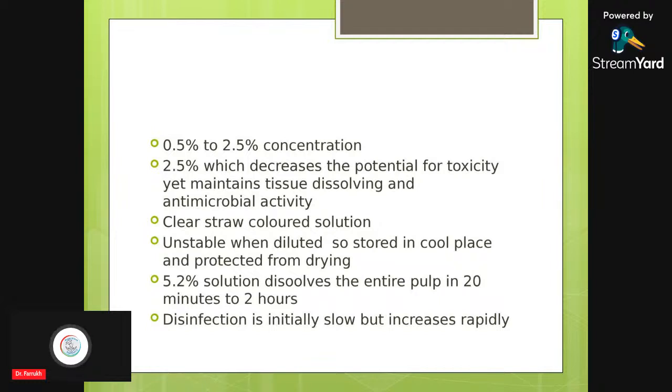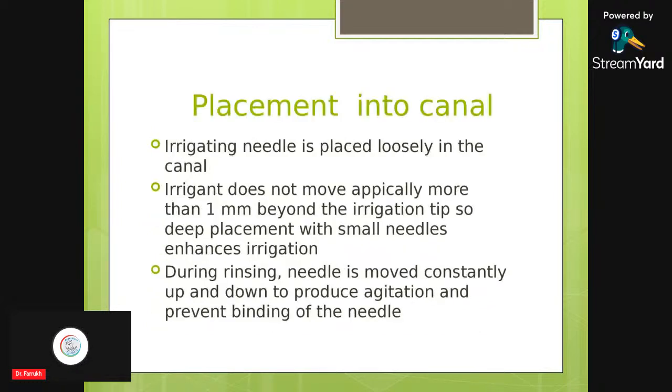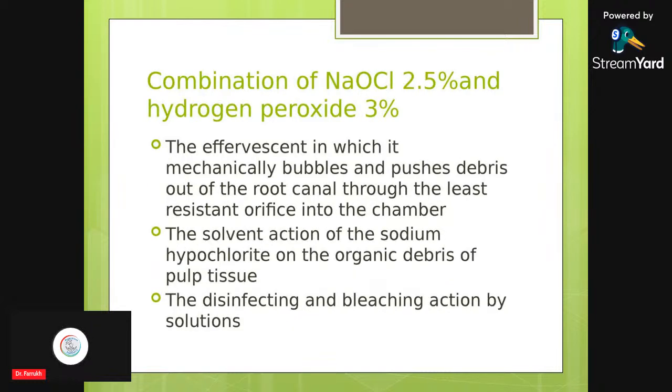5.2% solution dissolves the entire pulp in 20 minutes to 2 hours. Disinfection is initially slow, but it increases rapidly. Placement into canals: the irrigating needle is placed loosely into the canal. Irrigant does not move apically more than 1 millimeter beyond the irrigation depth, so deep placement with a small needle enhances irrigation. During rinsing, the needle is moved constantly up and down to produce agitation and prevent binding of the needle.